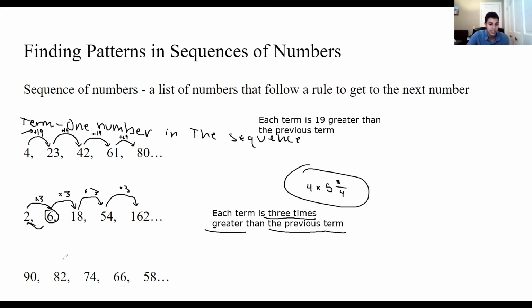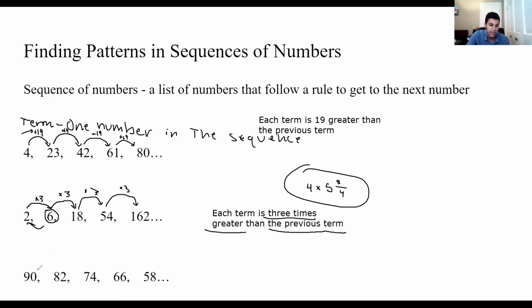And for our last sequence of numbers, now we're actually going down for this one. This one's a little bit trickier, but I still think we can figure it out. Now, I don't think we're going to be doing any division for this one because it doesn't seem like we're dividing each number by the same thing.